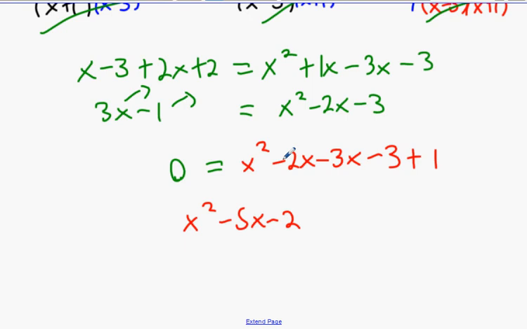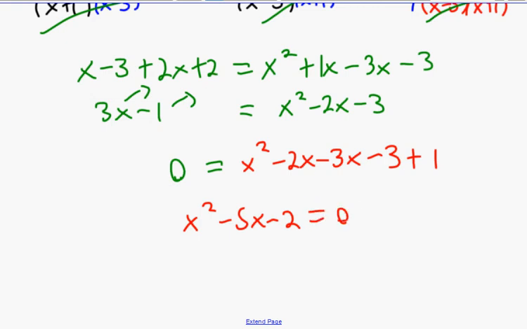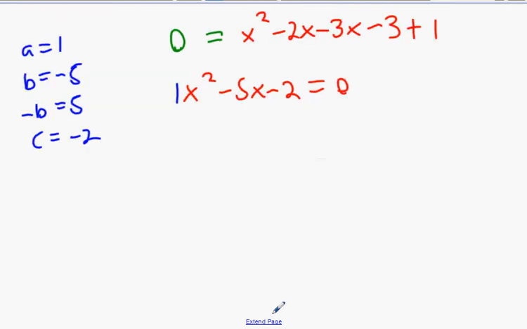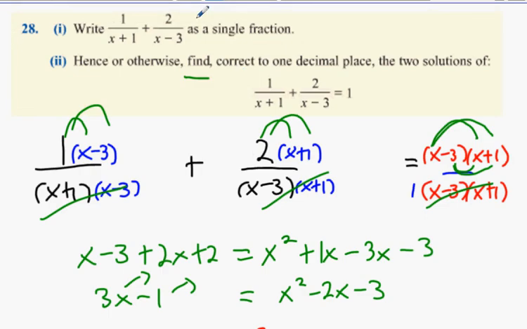Now the equals 0 can go on either side, can't it? What we're going to get is equals 0, okay? And then a equals 1, b equals minus 5, c equals minus 2. Okay, minus b formula. How do I know it's going to be a minus b formula? The keyword says find correct to one decimal place the two solutions of.